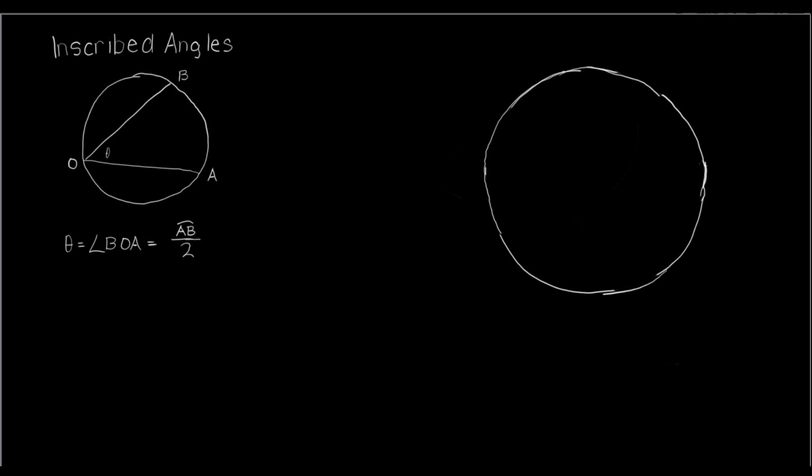So, a few videos ago, we learned that inscribed angles are basically any angle in a circle where the vertex is located somewhere on the circumference. And from the inscribed angle theorem, we also learned that the angle of the subtending arc is equal to half of the arc's measure.